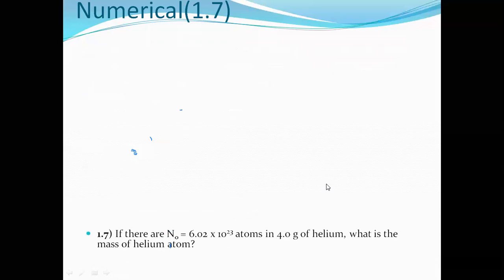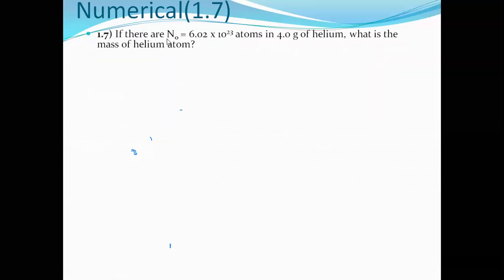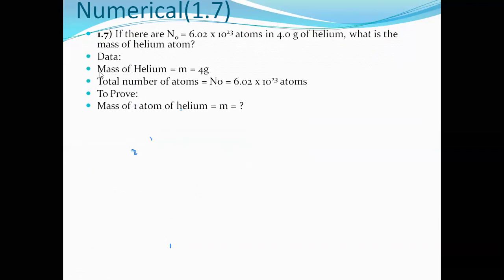Numerical number 1.7. If there are Avogadro's number, which is 6.02 into 10 to the power 23 atoms in 4.0 grams of helium, what is the mass of a helium atom? Now we have to calculate the mass of a helium atom. The data given to us: mass of helium, m, is equal to 4 grams. Total number of atoms given is 6.02 into 10 to the power 23 atoms. We have to find the mass of one atom of helium.